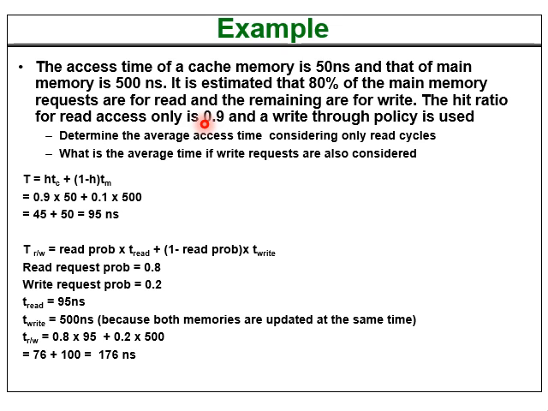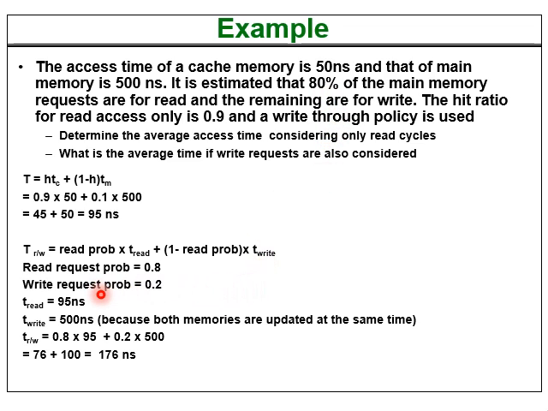Now, for the read operations, we can very easily find the average access time. It is simply 0.9 is the hit ratio, 50 is the cache memory access time, 500 is the main memory access time, and this is 1 minus h. So this comes out to be 95 nanoseconds. Now, the read request probability is 0.8. It is given over here. That means the probability of write request is 0.2. If 80% of operations are read, that means the remaining 20% are for write.